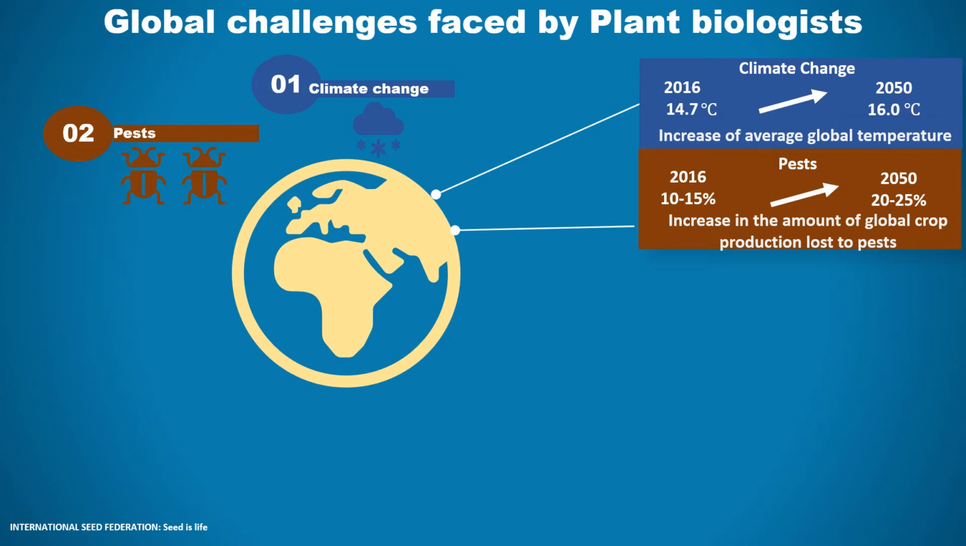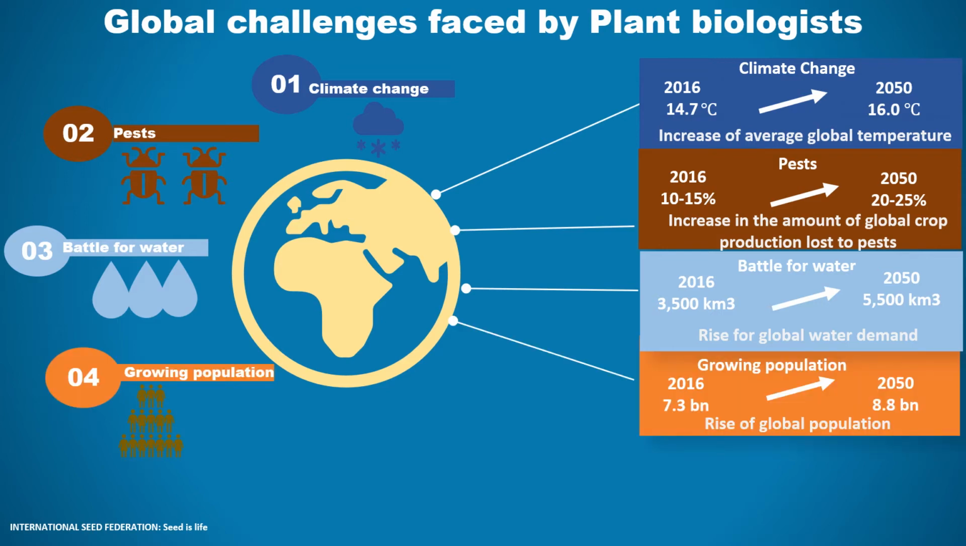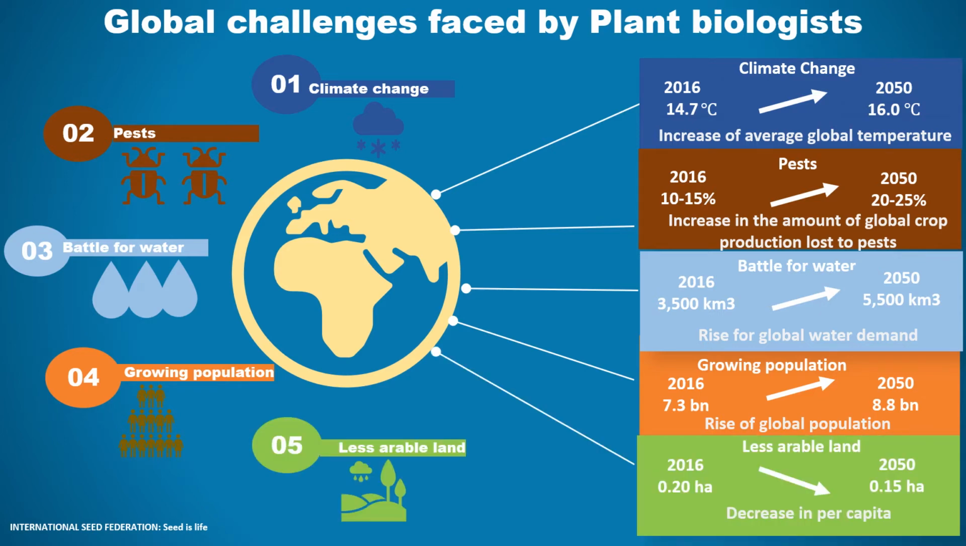An estimate suggests that by 2050, the amount of global crop production lost to pests will increase to 20 to 25%. By 2050, the global water demand will also rise. The global population by 2050 is estimated to reach 8.8 billion, and the challenge is to feed such a huge population. And then by 2050, there will be a reduction in the availability of arable land. So it is important for plant biologists to find solutions to these problems.